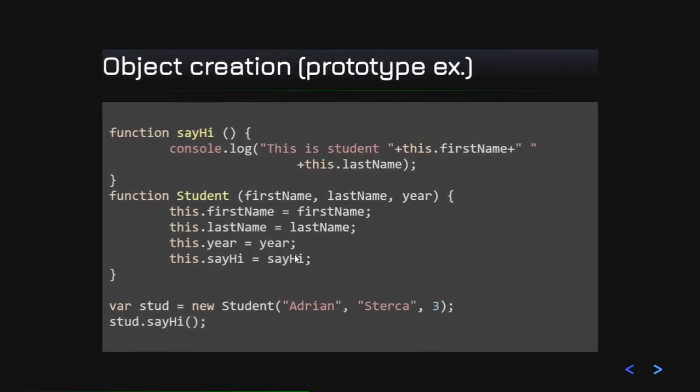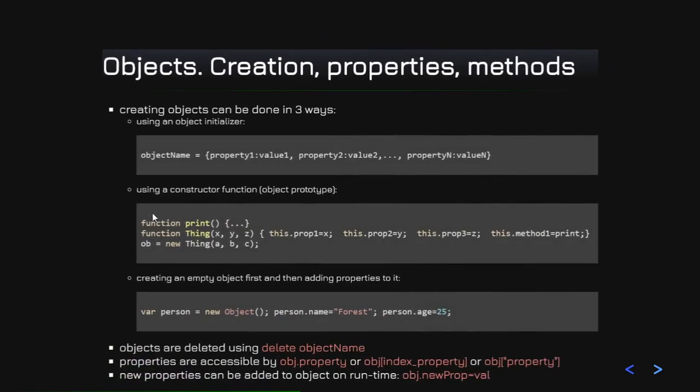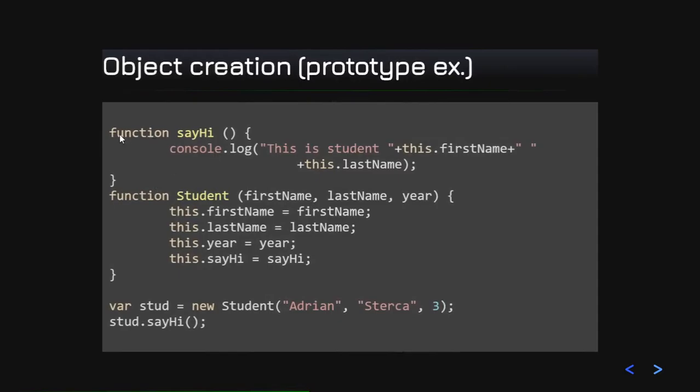Let me show you a sort of a complete example. So an object creation using the prototype example. So we'll actually use this constructor-like function here. We have here a function which just prints something. This is a student, and this first name and last name. And we have this constructor function which constructs the object student. It has 3 parameters. It sets the value of first name and last name and year, and it has also a method, say hi, which is equal to this function.